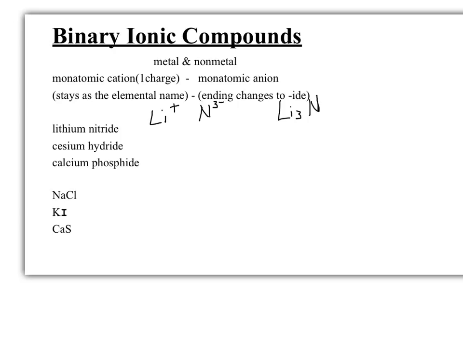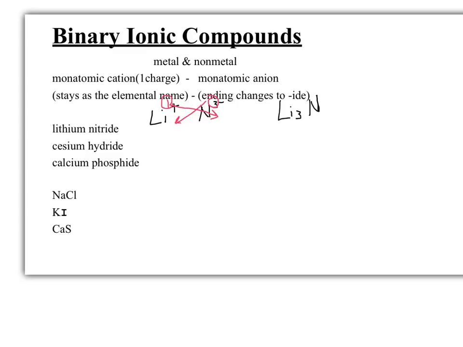Another way that I can think about that is that taking this digit will become the subscript for the lithium. This digit, which is understood to be a 1, will become the subscript for the nitrogen. But I don't have to write the 1. Just putting the N for nitrogen symbol, it is assumed to be 1 nitrogen.